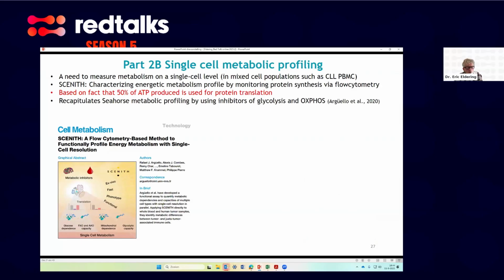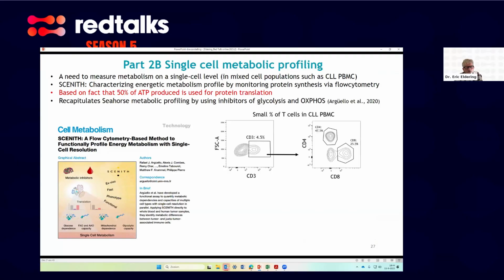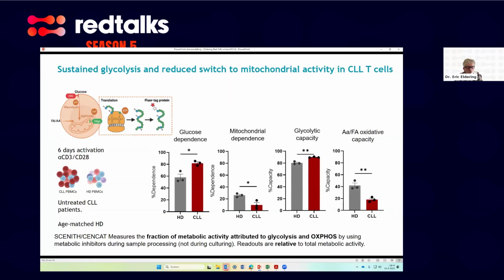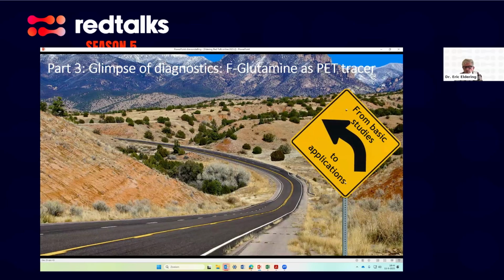So this is the part I want to skip, because it's an elaboration of a technical thing to study metabolism in mixed cell populations at the single cell level. If there's interest in that, we can go back to that after the talk, I would propose. Okay, so there are 2 slides for that. And I want to mention this, because I think it's very exciting and new.